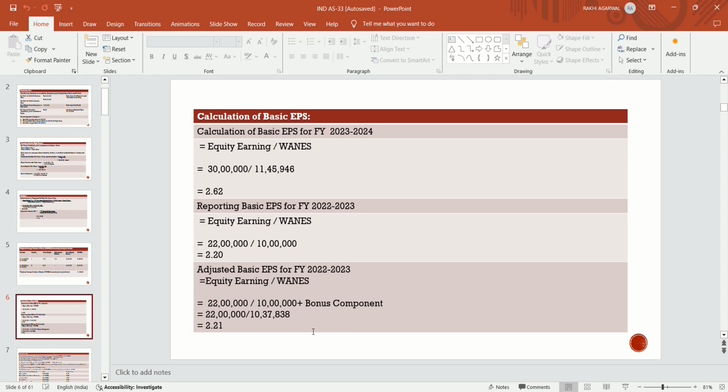Because the right issue is offered by the entity in the financial year 23-24, in that right issue there is also a bonus component. That bonus component, if you are restating your previous year financials, then you have to give the bonus effect on that EPS.